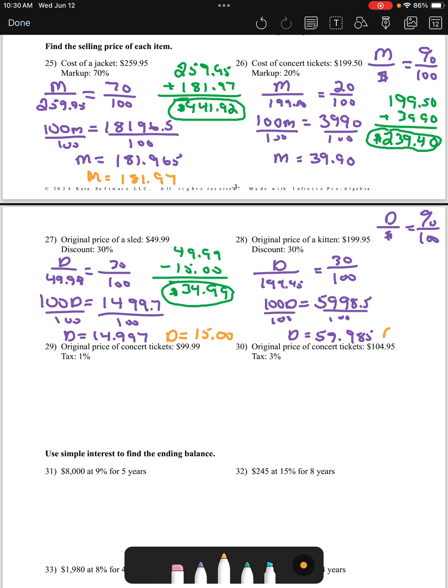We can't use it like that. So we're going to use 59.99. The 5 says bump the 8 up. We can bump 8 up.